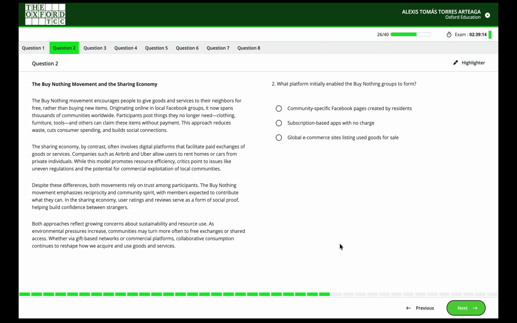What platform initially enabled the Buy Nothing groups to form? Community-specific Facebook pages created by residents, subscription-based apps with no charge, global e-commerce sites listing items.